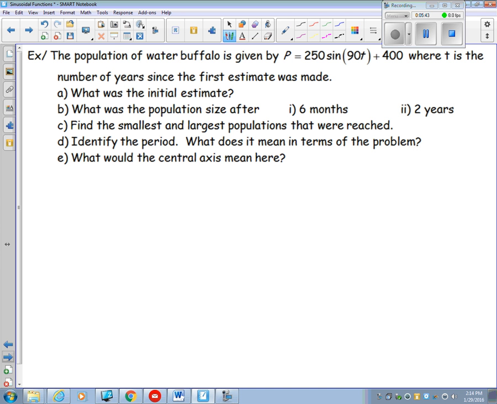Okay, the population of water buffalo, given by this equation. I see the word sine, that tells me it's sinusoidal, that's going to make a wave, where t is the number of years since the first estimate was made. Part A, what was the initial estimate? That's when my time is 0, right? So my population will be 250 times the sine of whatever 90 times 0 is, so obviously 0.